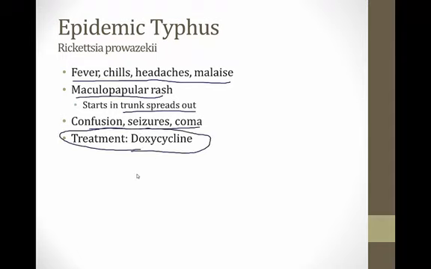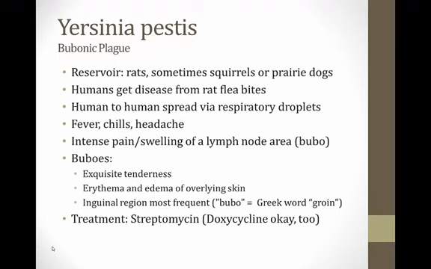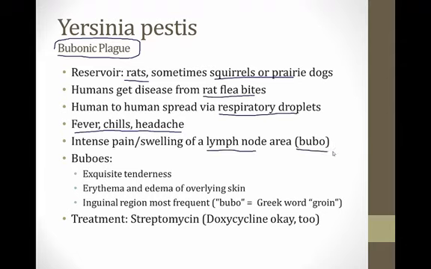of these infections. The last zoonotic bacteria we'll talk about is Yersinia pestis, which is the cause of the bubonic plague. The reservoir for this bacteria is the rats, although it's also sometimes found in squirrels or prairie dogs. Humans usually get disease from a flea bite of a rat, although it can also be spread by respiratory droplets if a lot of people are infected. There are nonspecific symptoms like fevers, chills, and headaches, and then the hallmark is intense pain or swelling of a lymph node. This is called a bubo.